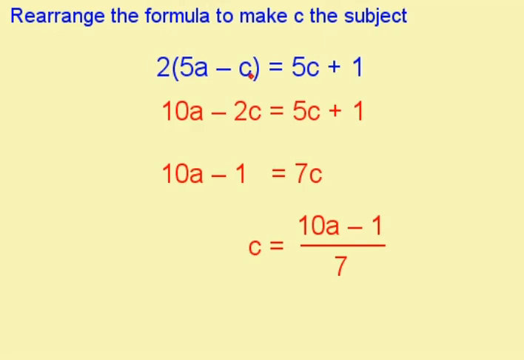So I've started by multiplying out the bracket, giving me 10a minus 2c. Because I'm making c the subject, I want all the c's on one side. So this minus 2c goes here, giving me 7c, and the plus 1 goes here, giving me minus 1. To get c on its own, I now need to divide this by 7.